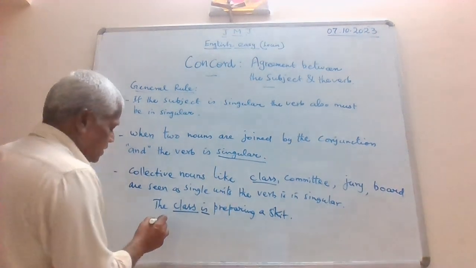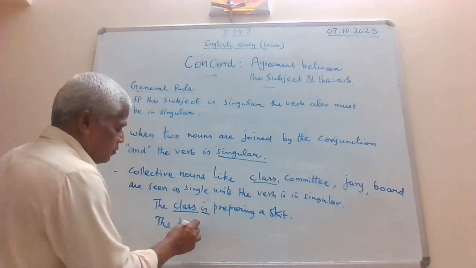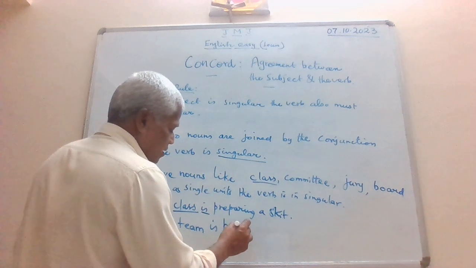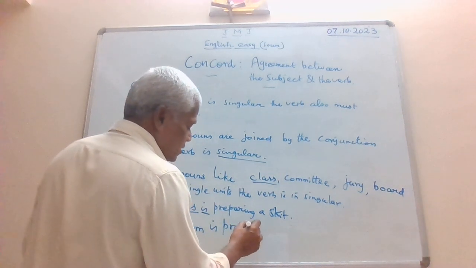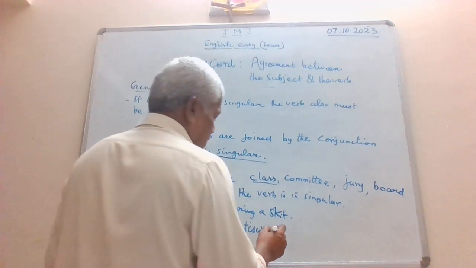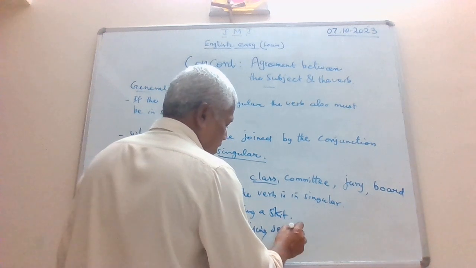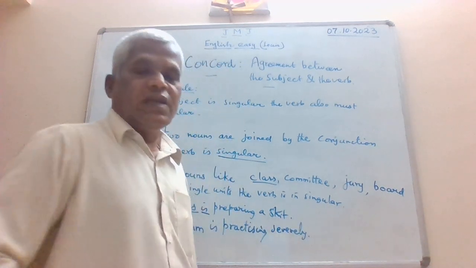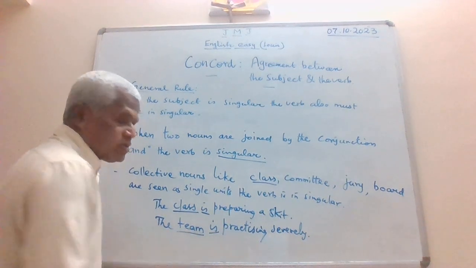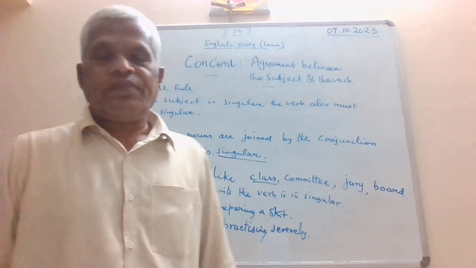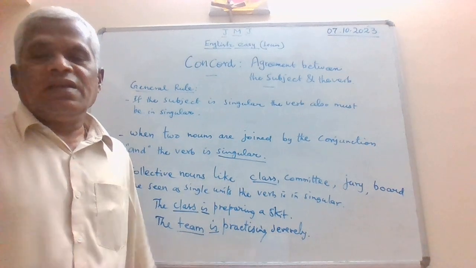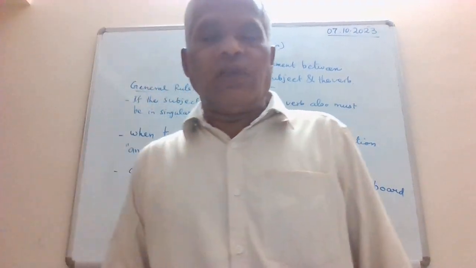The team. You can say the team is practicing. The team is practicing severely. Team is your collective noun, is your singular verb. Okay? So that's the beauty of the Concord, agreement between the subject and the verb.